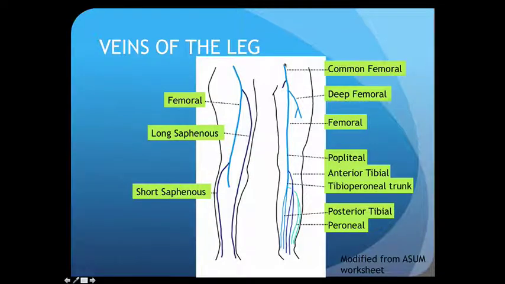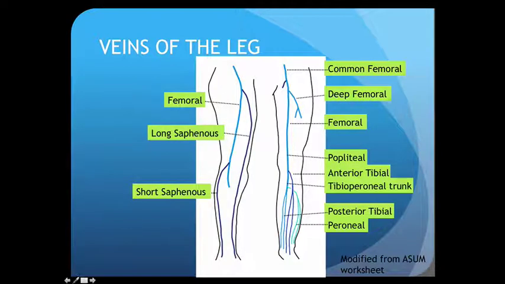Looking at the deep vein system, we have the common femoral vein. It then gives off the deep femoral, or what used to be called the profunda femoris, and continues as the femoral vein. This used to be called the superficial femoral vein. That term is no longer used because it was confusing, because although it was called the superficial femoral vein, it was actually a deep vein. So now we just refer to it as the femoral vein.